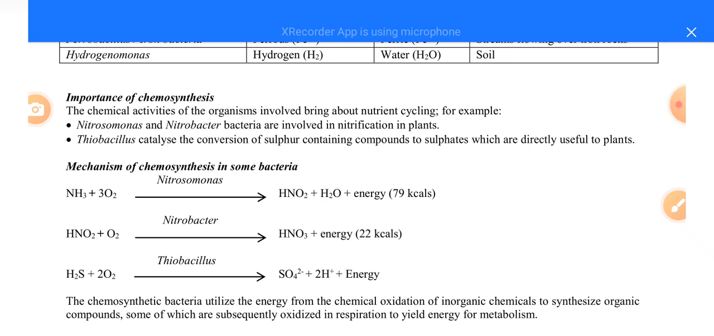In some bacteria. So they are saying below there that the chemosynthetic bacteria utilize the energy from the chemical oxidation of inorganic chemicals to synthesize organic compounds, some of which are subsequently oxidized in respiration to yield the energy for what? For metabolism.